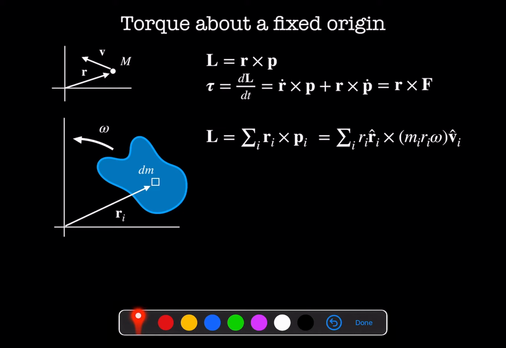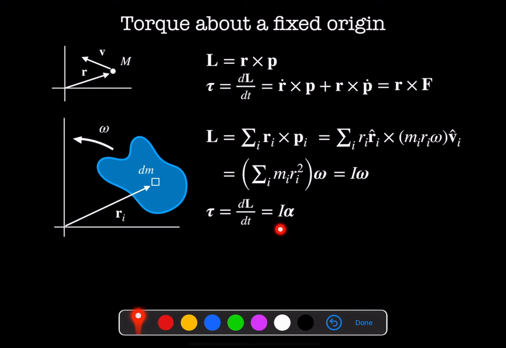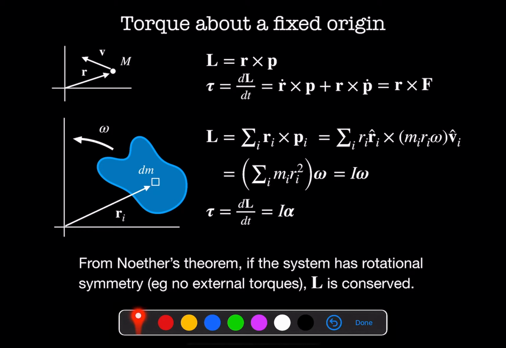And we can recombine these terms, and this gives us a sum on i of mi ri squared times omega vector, which is equal to the moment of inertia about this axis times the vector omega. The torque on this object is just the rate of change of angular momentum, which is I times the angular acceleration of this system.